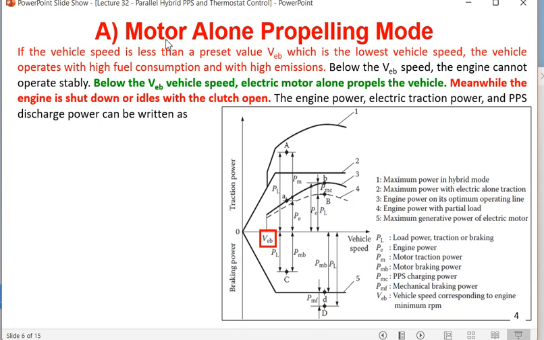Let us see how it goes. In the motor alone propelling mode, it is said that if the vehicle speed is less than the preset value VEB, so the vehicle speed is somewhere around 5 or 10 kilometers, and VEB is 20 kilometers.